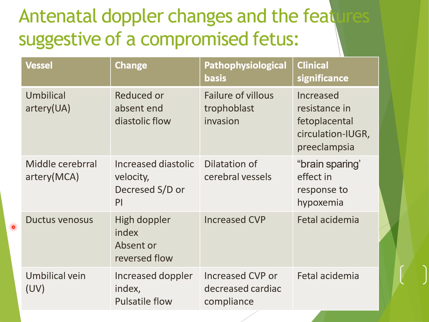And next we should observe the ductus venosus. If a higher Doppler index, absent or reversed flow is there, it is due to increased central venous pressure, and it suggests fetal acidosis. Next we should observe the umbilical vein. If increased Doppler index and pulsatile flow is there, that is, if it is not monophasic but pulsatile, it shows increased central venous pressure or cardiac complaints. So this also suggests fetal acidosis or acidemia.